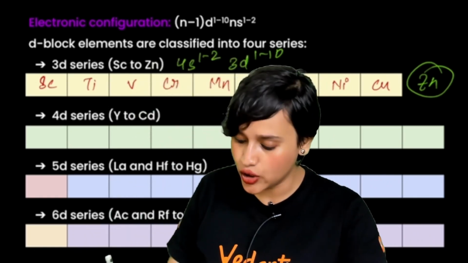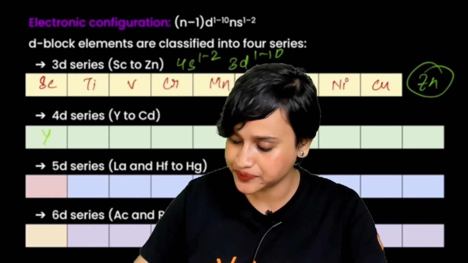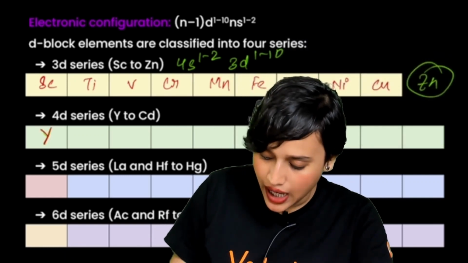The 4d series, what do we have? We have yttrium. Changing the color. You have yttrium.